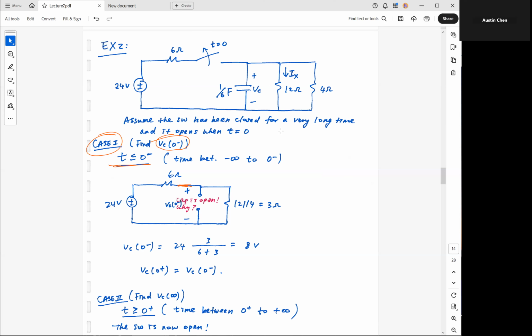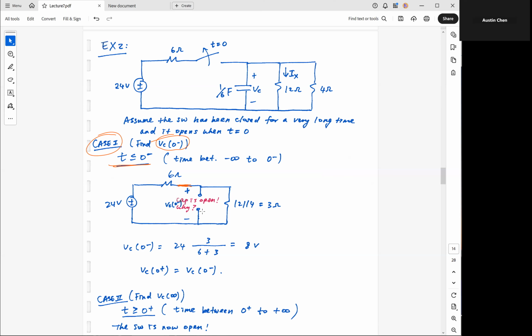If this entire circuit has been sitting there for a long time, then this capacitor over here, which is the only capacitor we have, is acting like an open circuit. Again, this entire circuit has been sitting there for a long time, so this capacitor can no longer take in any more charge. There will be no more voltage change because the capacitor is fully charged to whatever voltage it needs to be charged to.